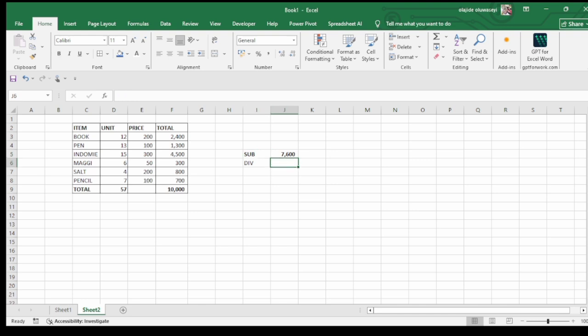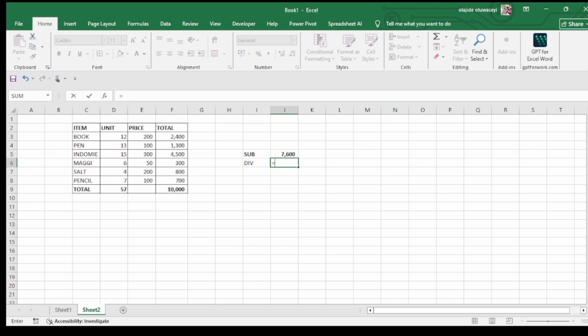Now let's do the division. How do we divide? We have to divide on our keyboard. Let's say you're not given the units, you're only given the total price and price of each product. They now ask you, find the units. You are given a price for each product and you are given the total cost. Like now, they ask you, what is the unit? How many books did she have in the store?